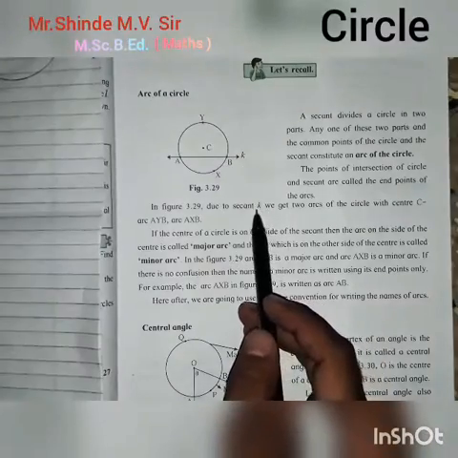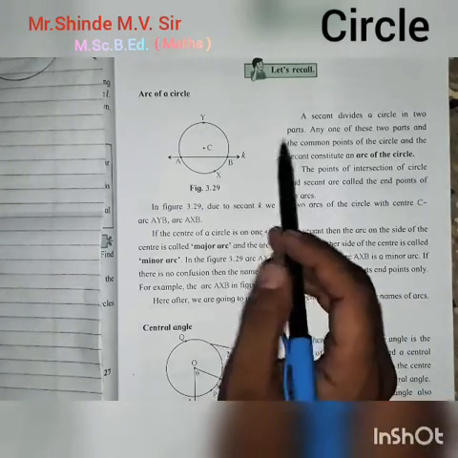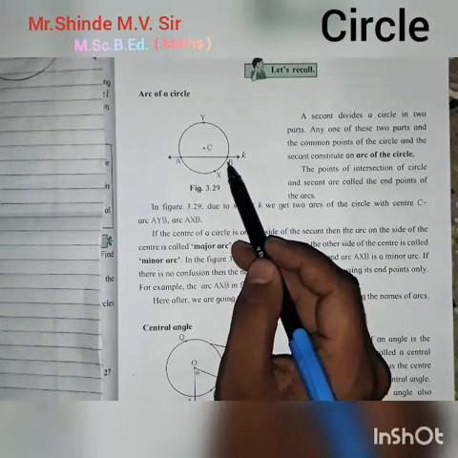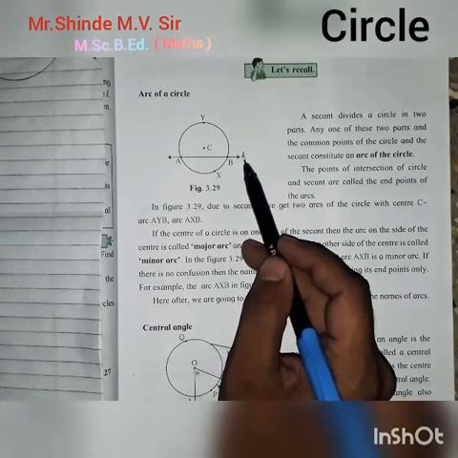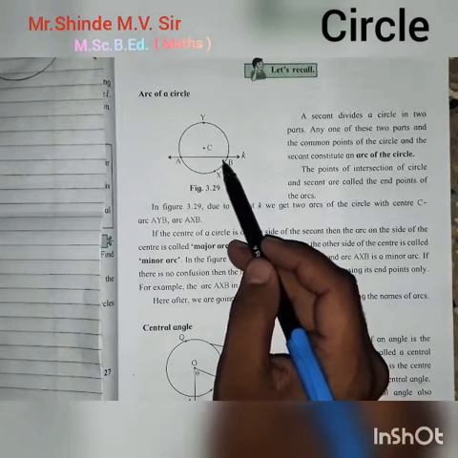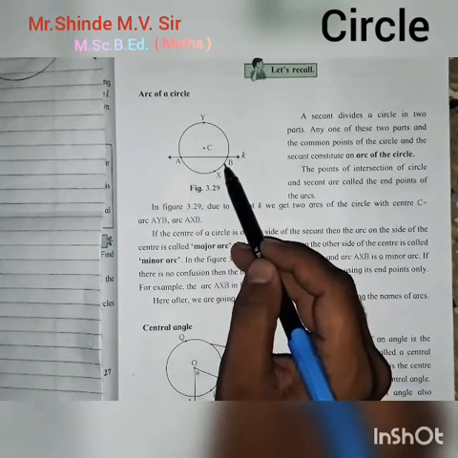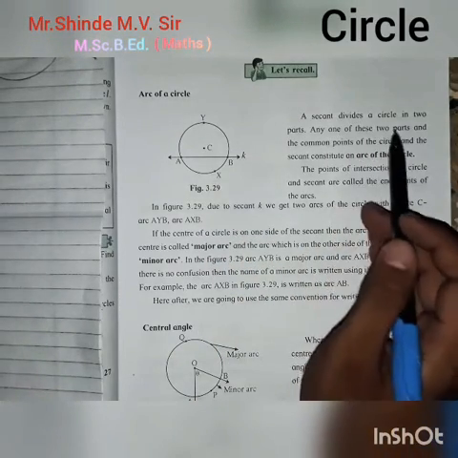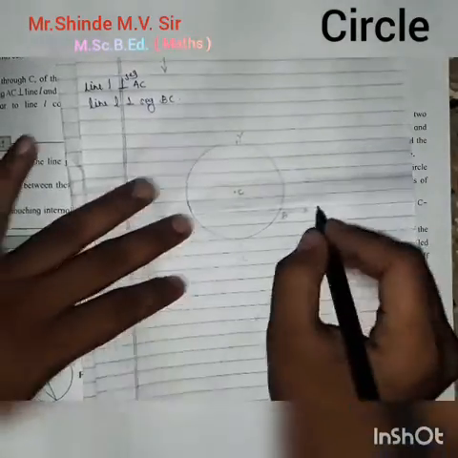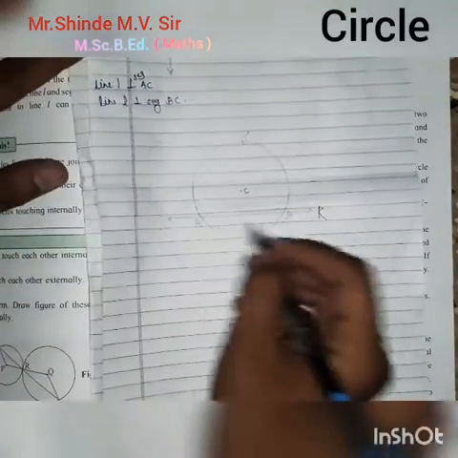And the arc of a circle. Observing this figure, C is the center of the circle, AB is the chord, and K is the secant of the circle. The secant passes through the points A and B of the circle. The secant K divides the circle into two parts.